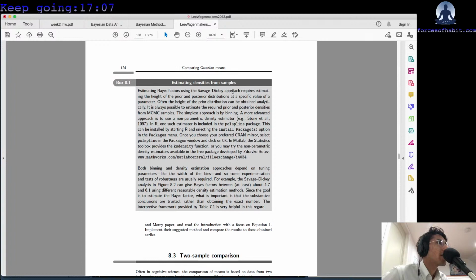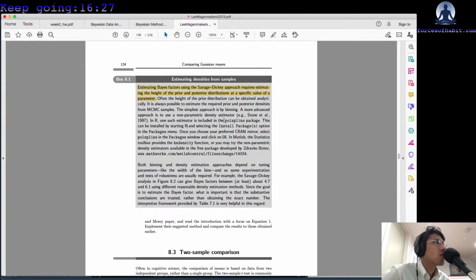Estimating Bayes factor using the Savage-Dickey approach requires estimating the height of the prior and posterior distribution of a specific value of a parameter. This is what that package is doing. In R, one such estimator is included in the polspline package. So we're using a non-parametric density estimator, which is the splines approach. So we're able to calculate these density estimates for the Savage-Dickey approach using a non-parametric estimator.